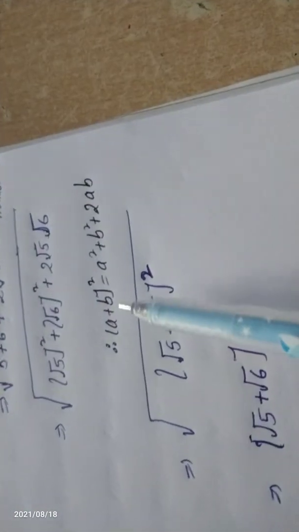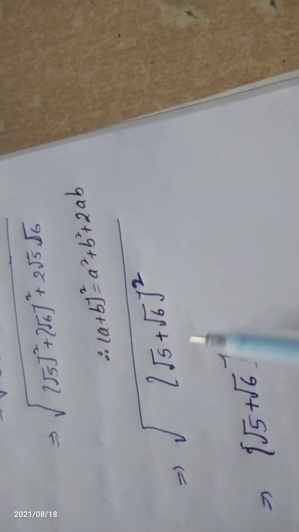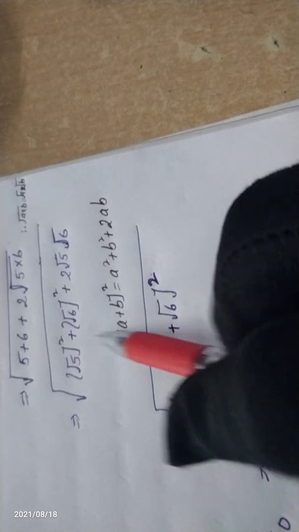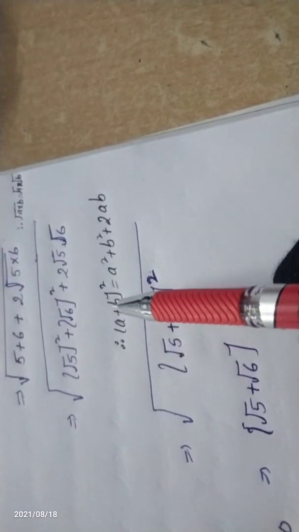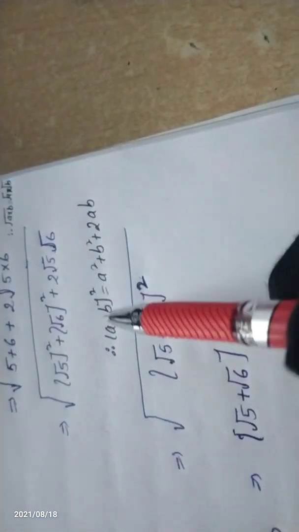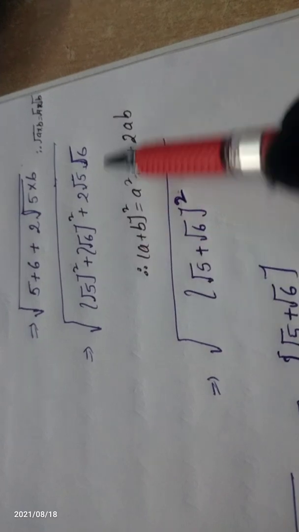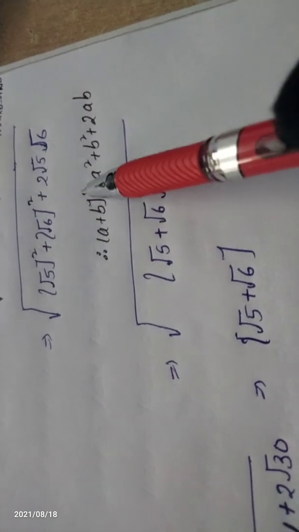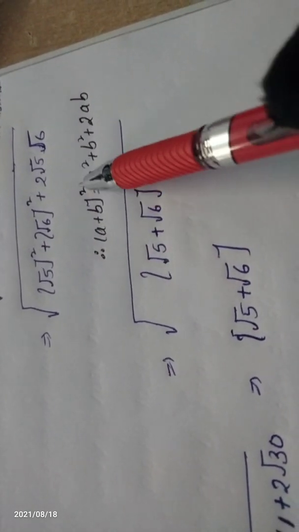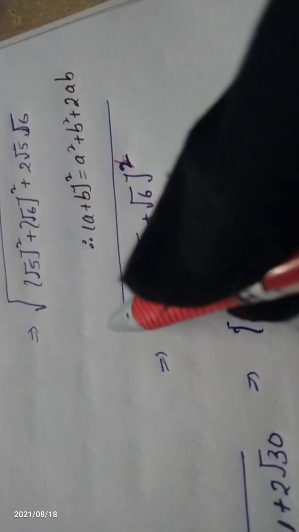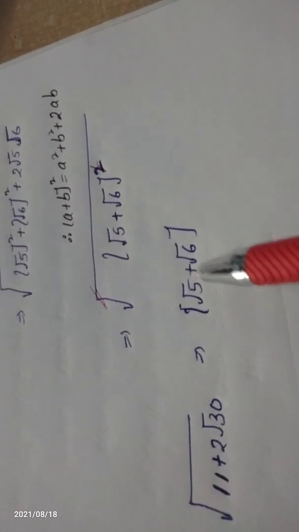It can be written as a plus b whole square, meaning root 5 plus root 6 whole square. I hope you understand the condition. This expression in the form of the RHS we need to convert into the LHS, so we are doing the reverse. This whole expression can be written as root 5 plus root 6 whole square. Here square and root get cancelled. What is left? Root 5 plus root 6.